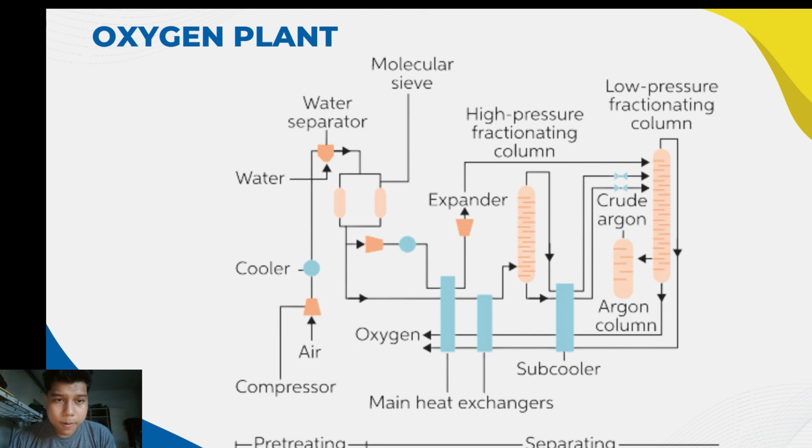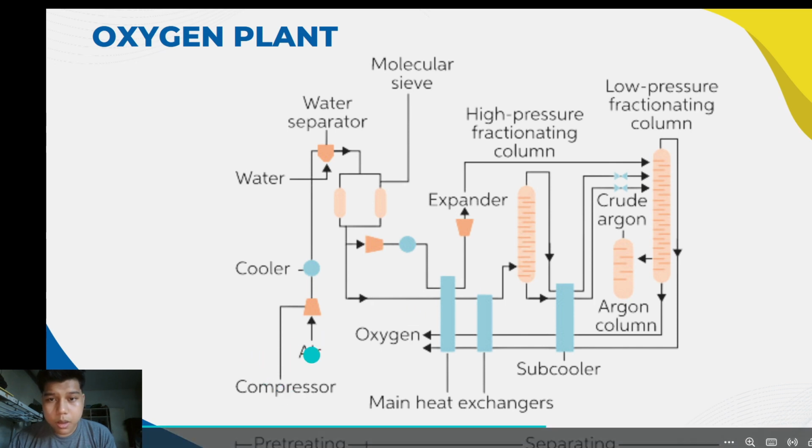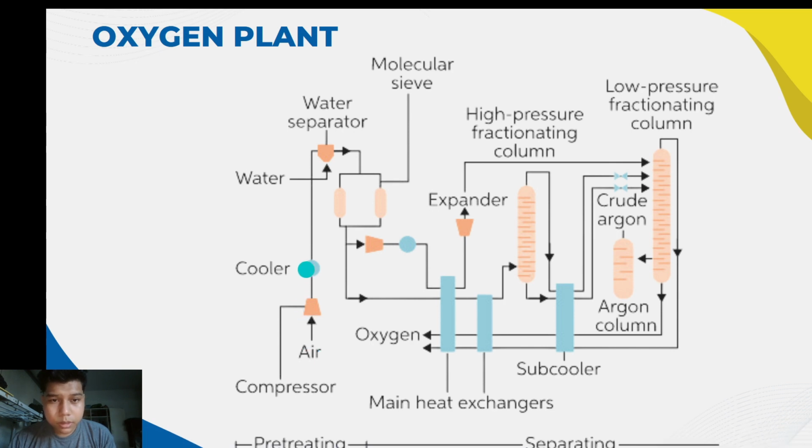Here is the example of the oxygen process flow diagram. First, the air is compressed to about 94 psi in a multi-stage compressor. It then passes through a water cooled aftercooler to condense any water vapor, and the condensed water is removed in a water separator.